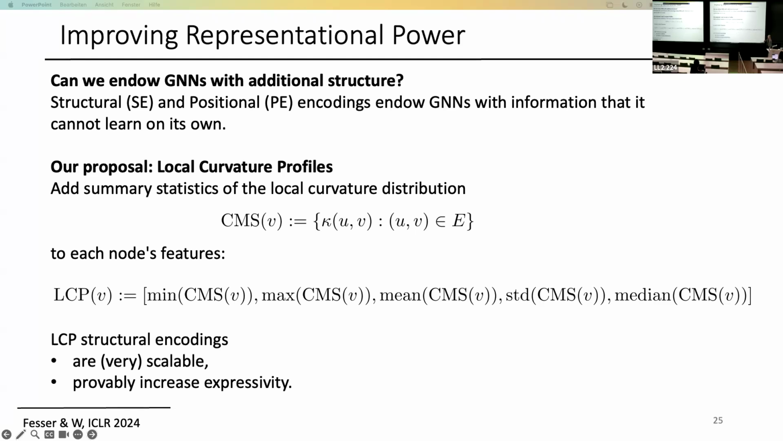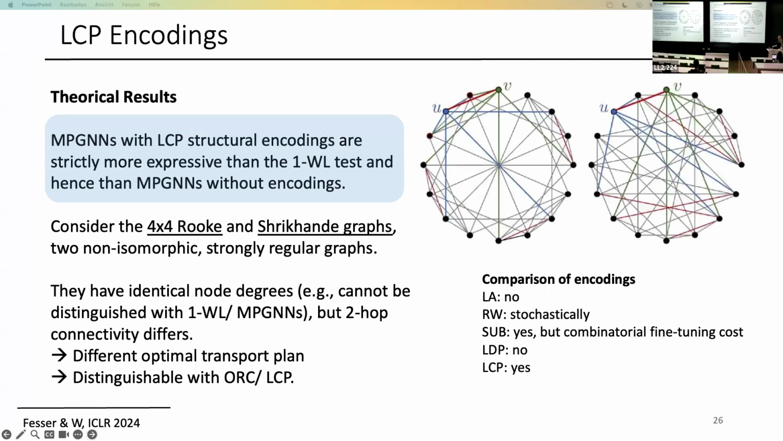Again, if we use a curvature notion such as Forman's curvature or a combinatorial approximation of Ollivier's curvature, we can compute this in a relatively efficient manner, right? And it's usually scalable to large enough graphs that we can use it in practice. Now, what does that curvature information do for us? It provably extends the class of functions that the message passing graph neural network can learn.